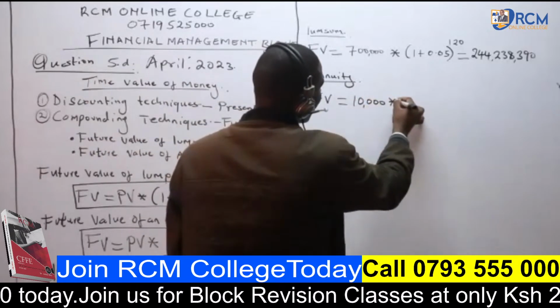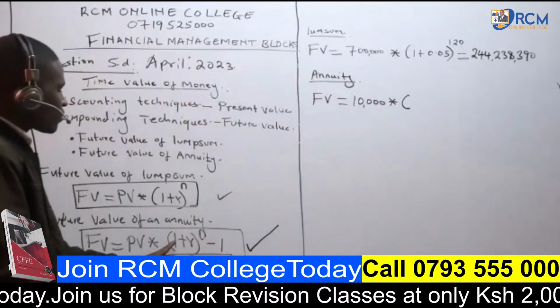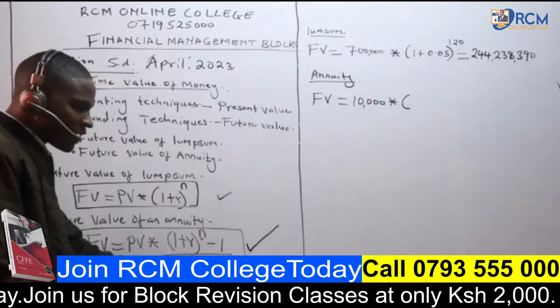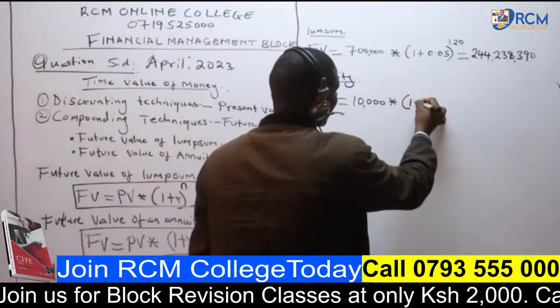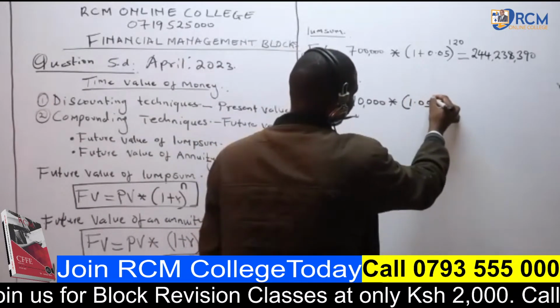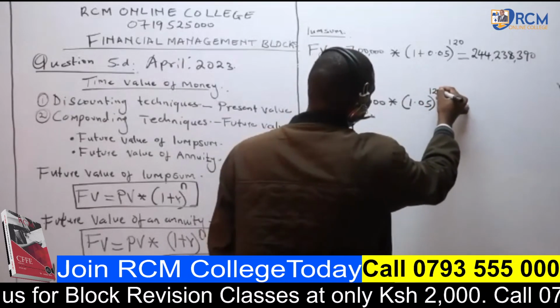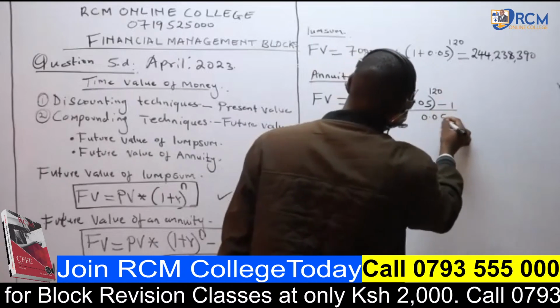You multiply 10,000 by, now remember here, the formula. The formula is 1 plus r raised to n, but remember we are subtracting 1. Then we divide by r. You should be very keen when doing that. 1.05, minus 1, then this one we shall raise to power 120, divide by r. R is 0.05.